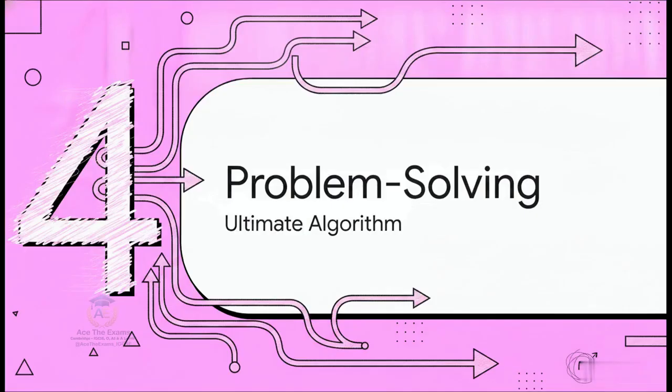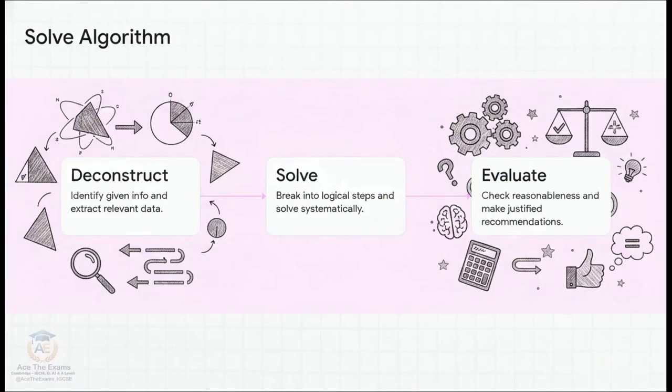Resuming with Section 4, the problem-solving algorithm. Let's deploy the ultimate procedural framework to guarantee you capture every single available method mark. You really have to treat every multi-part problem exactly like a script. Step 1. Deconstruct the prompt. Extract all the relevant data, constraints, and variables. Step 2. Solve systematically. Break the problem down into logical loops. Don't just jump from line 1 to line 5, okay? The examiner needs to see lines 2, 3, and 4.